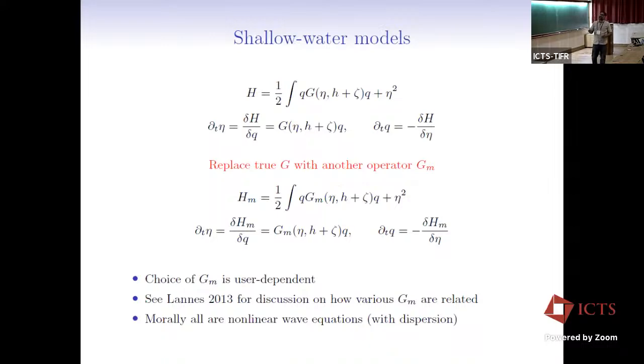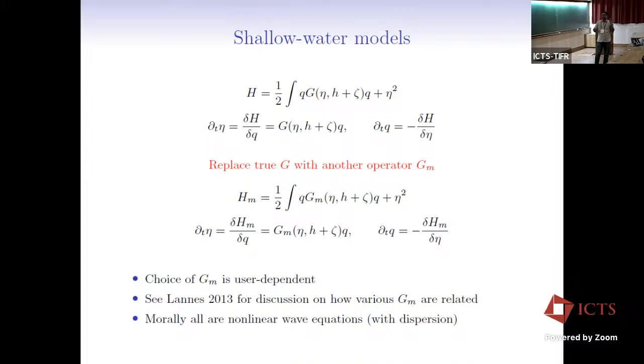Okay, so what I said was we have to get it to the shallow water regime. The answer is kind of simple. You basically replace this G with a different G. That's the modeling aspect. Change the Dirichlet-Neumann operator to another operator. So formally it looks like this, and these are the equations that you'll generate with this choice.